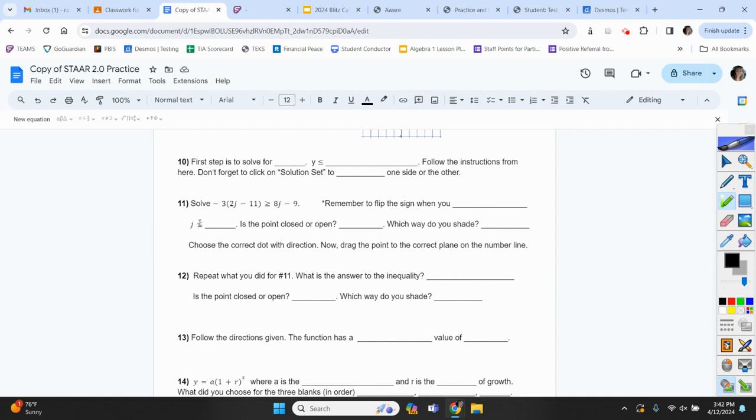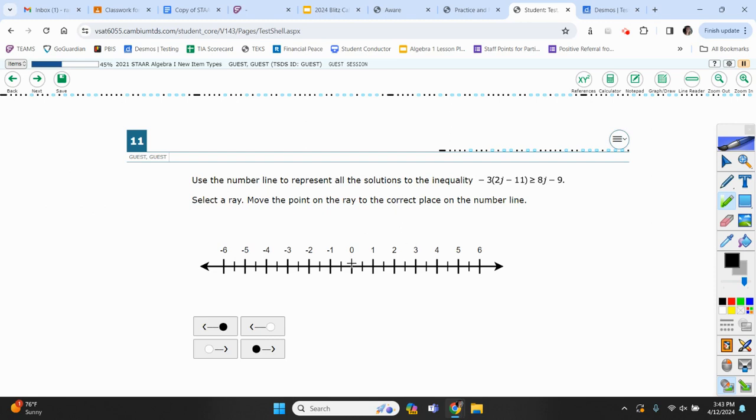So remember, extra ink in the symbol means extra ink in the point. So closed. And which way do you shade? Since it says less than, you shade to the left or below. In this case, it's a number line. So what you have to do here, and I think I also have this, choose the correct dot with the direction. So we said it's going to be a closed circle, so it's one of these two, and we're going to have to shade left.